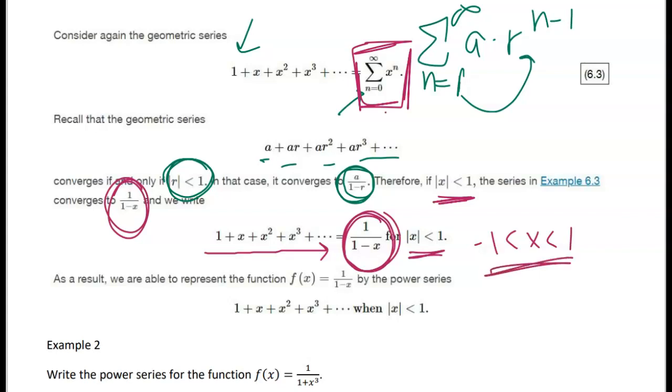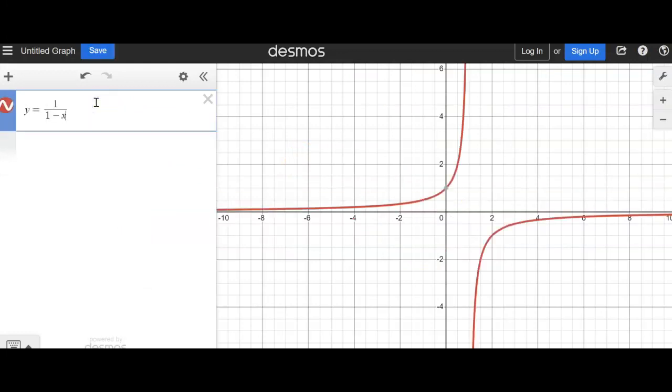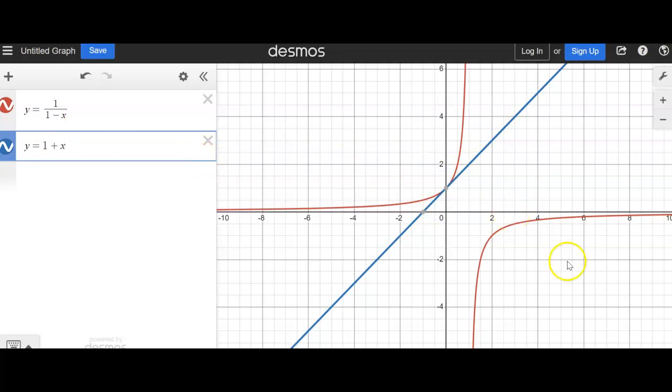Okay, more on this interval in a little bit, but let's go ahead and pull up a graph, and I want to show you why this works. So here I am in Desmos. I'm going to put in our sum equation, and I'm going to say that that's then equal to y equals 1. Well, only at 0, right? Is that the case? But let's look at 1 plus x.